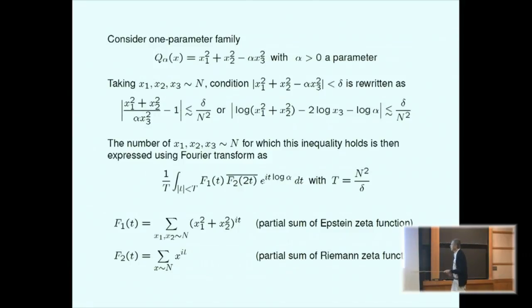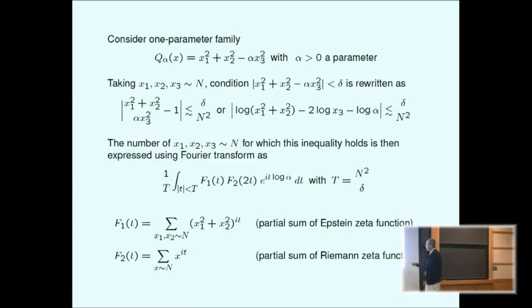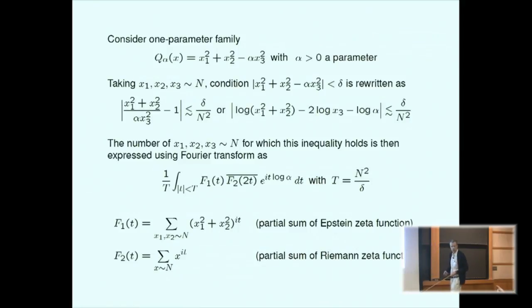So at that point, we switch to Fourier analysis, and we are counting x1, x2, x3 that satisfy this inequality, just by rewriting it in terms of Fourier. So what we're getting here is f1t, which would be given by a partial sum of the Epstein zeta function, and an f2t, which is the creature I mentioned to you before, which is just a partial sum of the usual Riemann zeta function. And so what we have to evaluate is this creature here, where t here is going to be the reciprocal of that, which is n squared over delta.